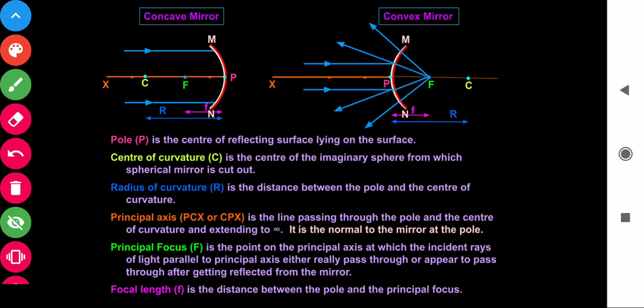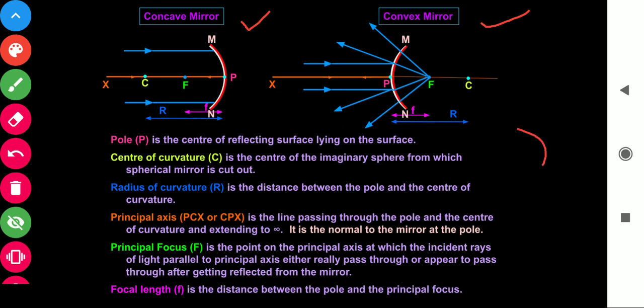Students, today we will learn the image formation by different mirrors. We have two mirrors in our syllabus. One is concave mirror and second one is convex mirror. Once again, we revise here regarding different points which are present on the principal axis.